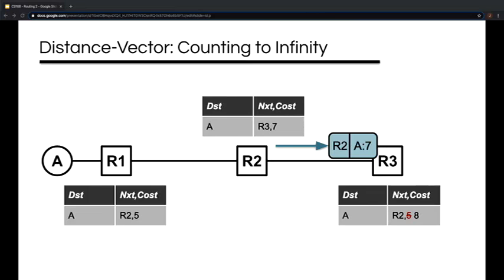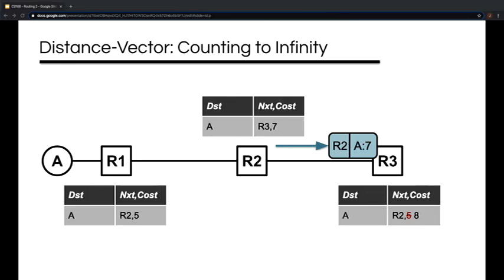How could you stop it from counting? Yeah. We have R2 also say where it got it from. Interesting. You could have R2 also say where it got it from, and you could sort of detect the loop, right? It's an interesting idea. We will come back to that later. Not today, but next week probably. Good idea.